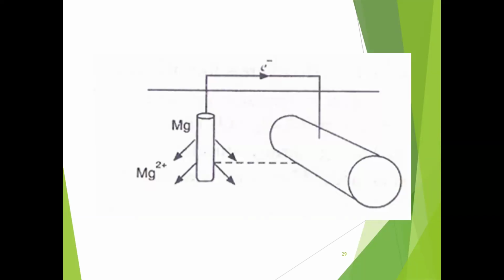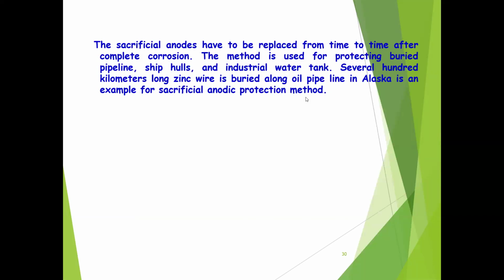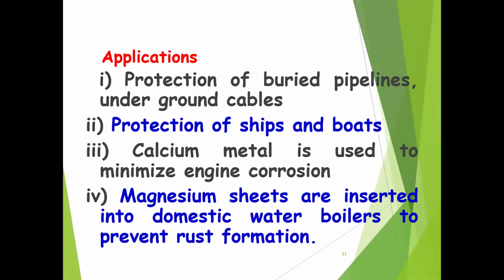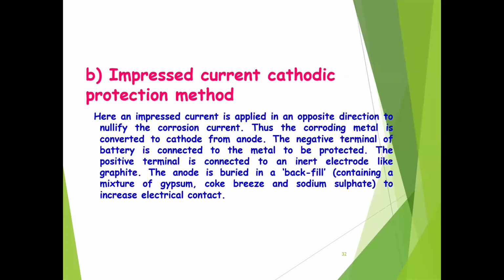Next, we go to the impressed current cathodic protection technique. In this technique, we follow an external battery connection. The limitations of sacrificial anodic protection are overcome in this method. In sacrificial anodic protection, we need to replace the sacrificial anode periodically. That type of problem will not occur in the impressed current cathodic protection technique. It is shortly known as the ICCP method.